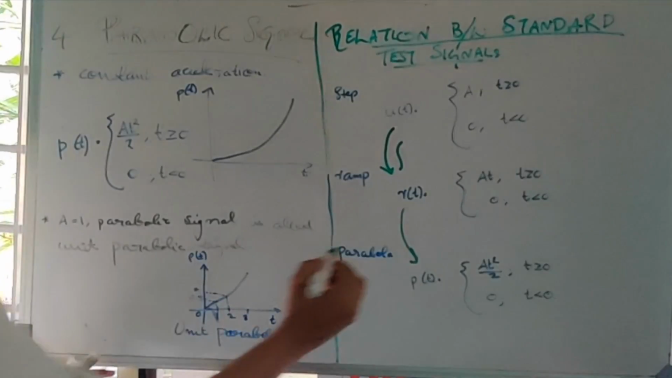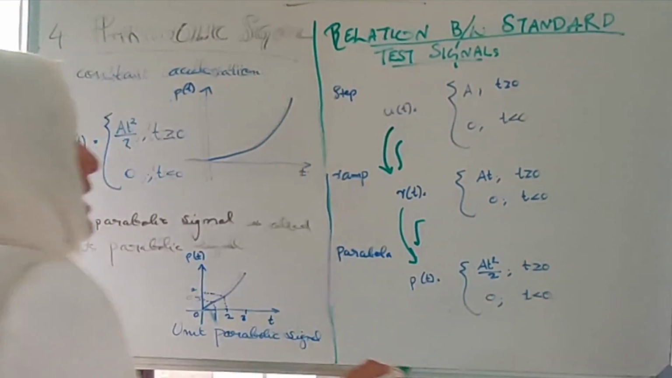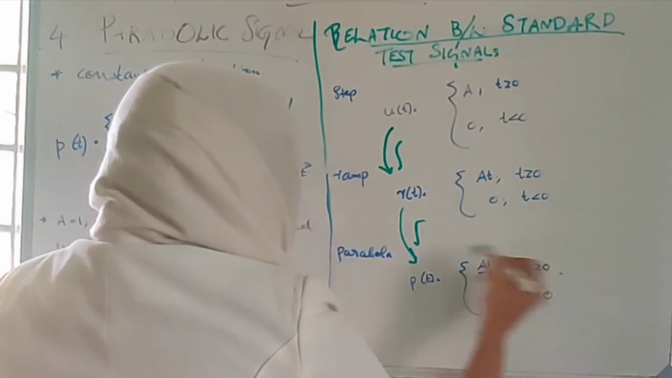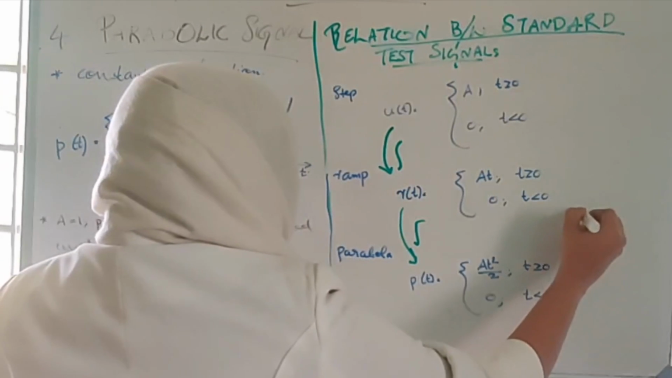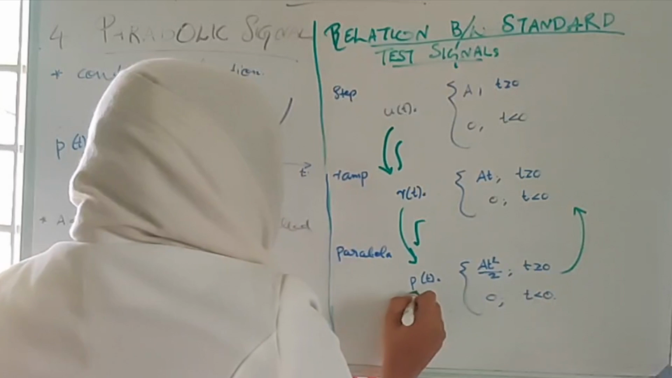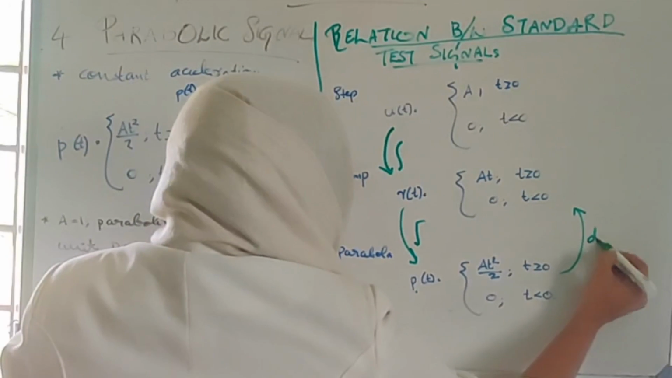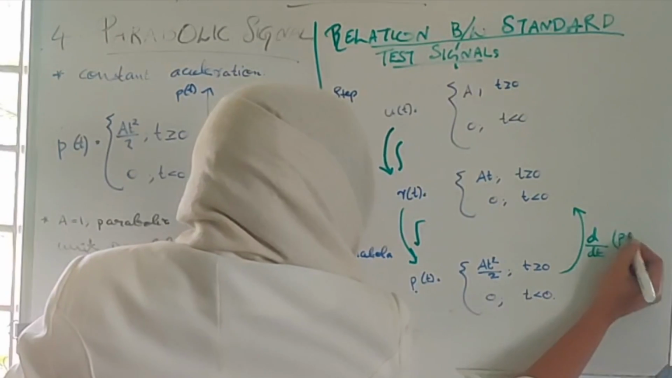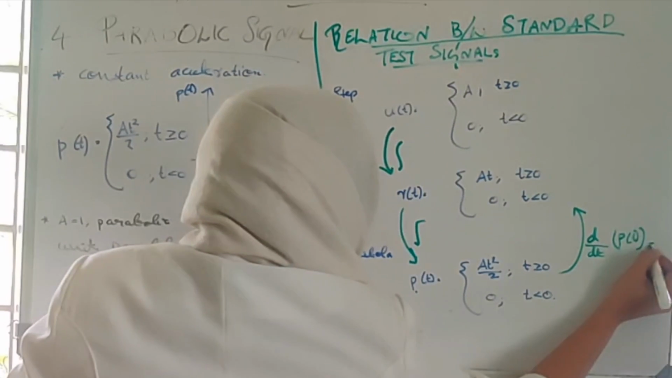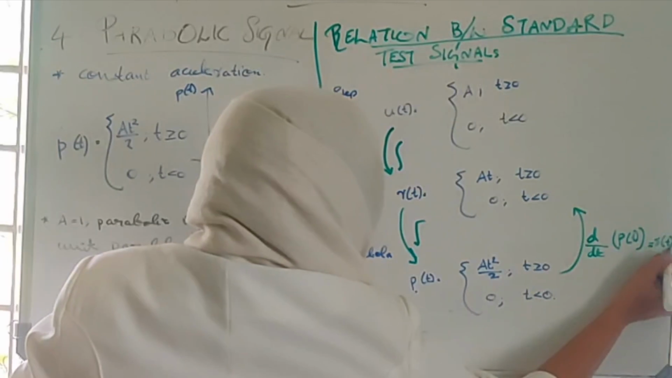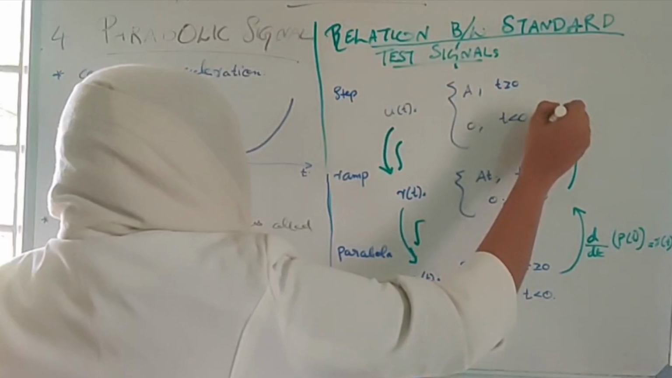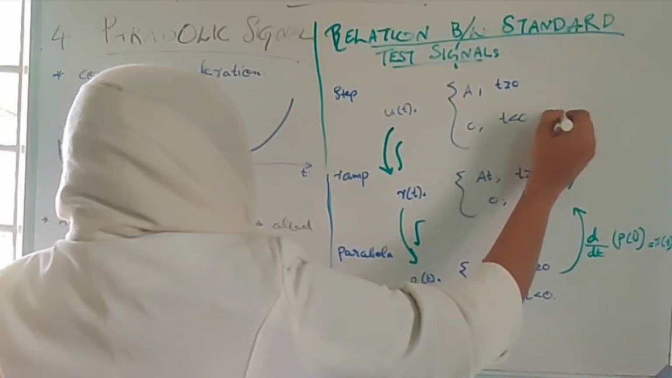The same way, if we differentiate p of t, we are taking the opposite direction, and we get the ramp function. That is, d by dt of p of t equals r of t. The same way, when the ramp function is differentiated, we get a step signal.